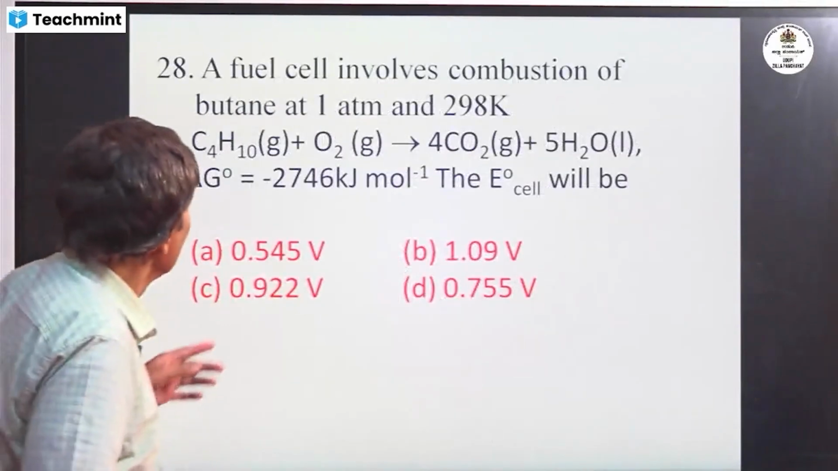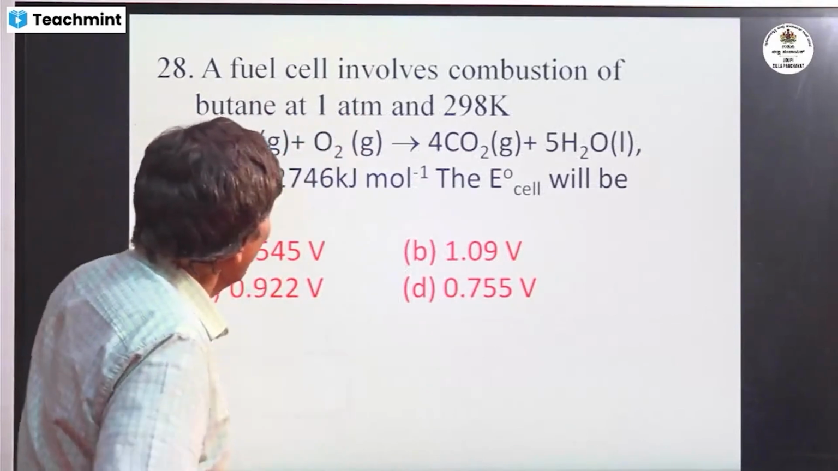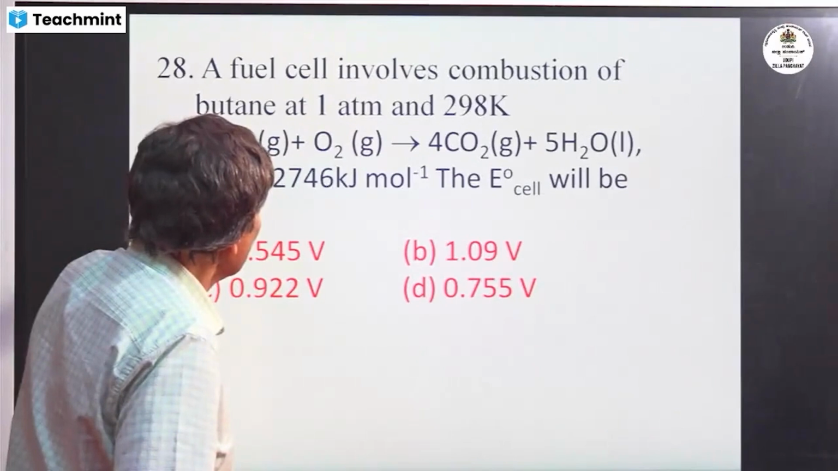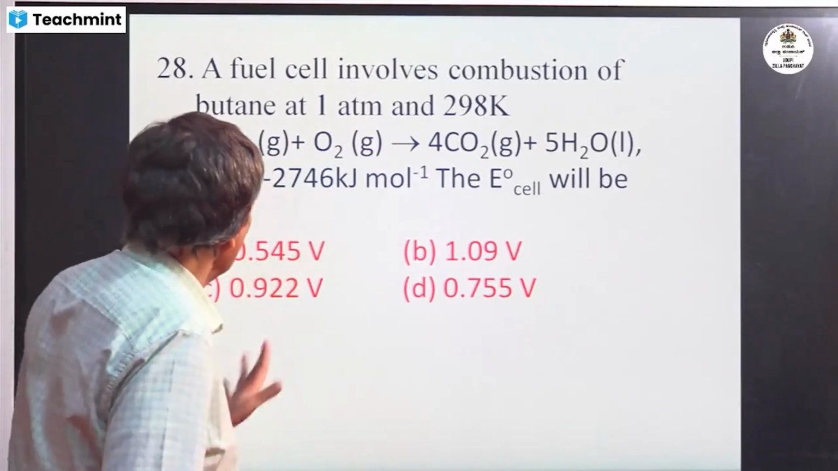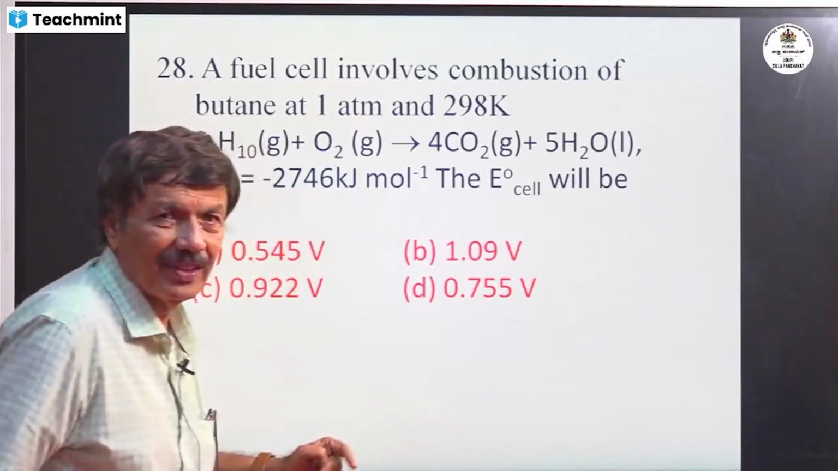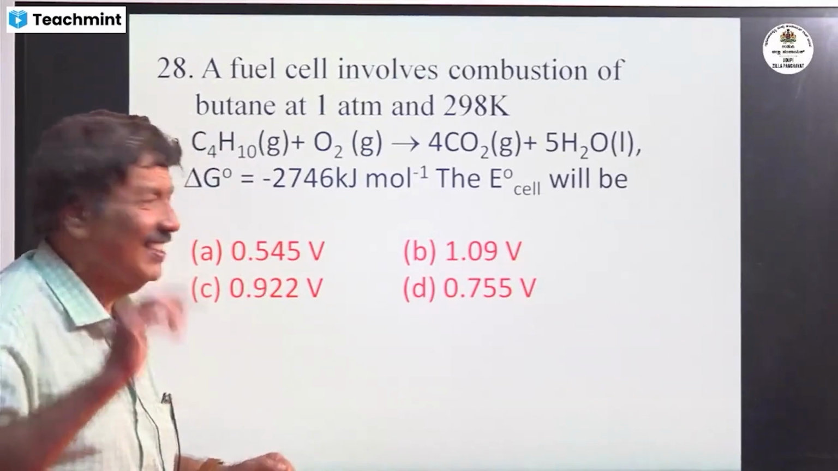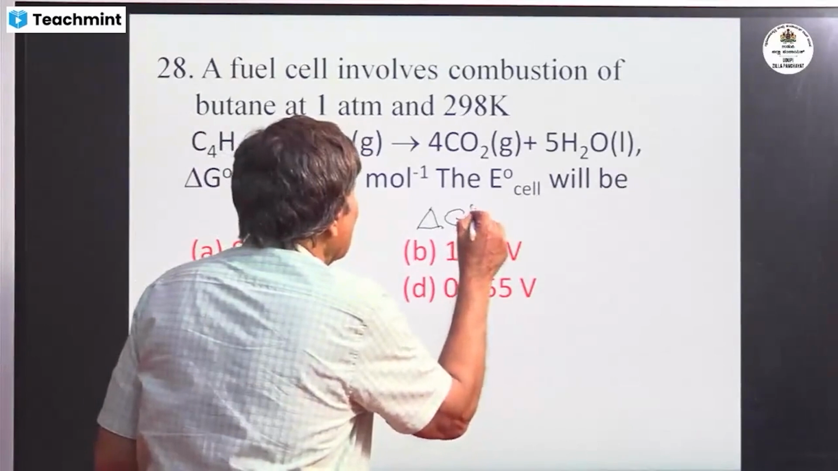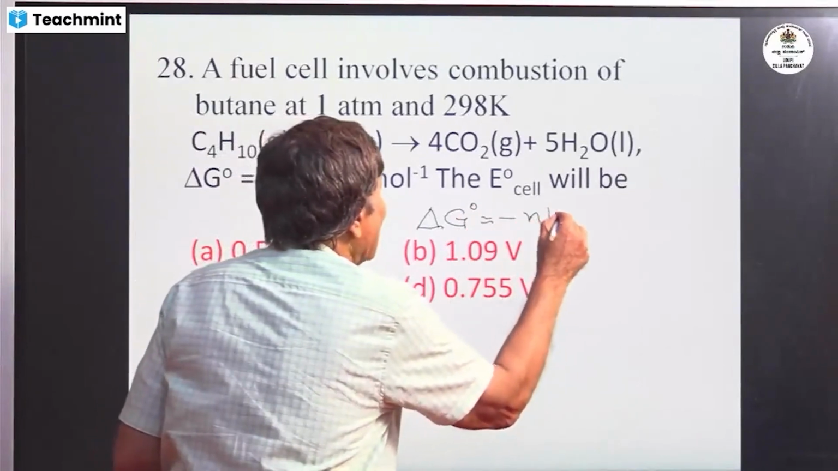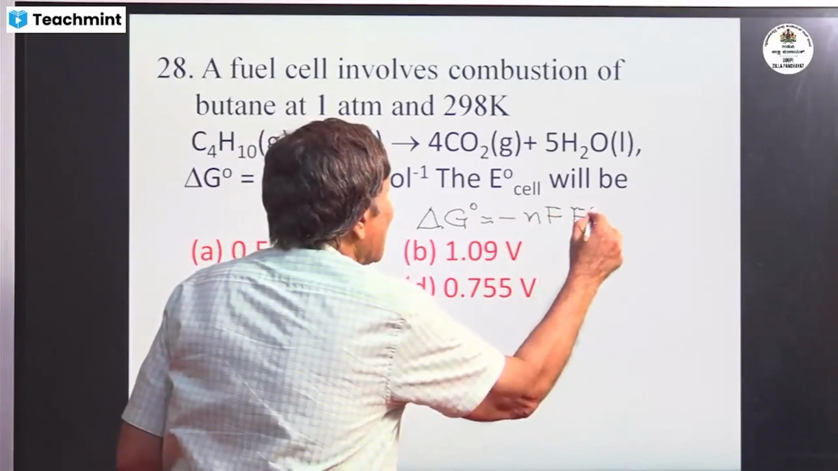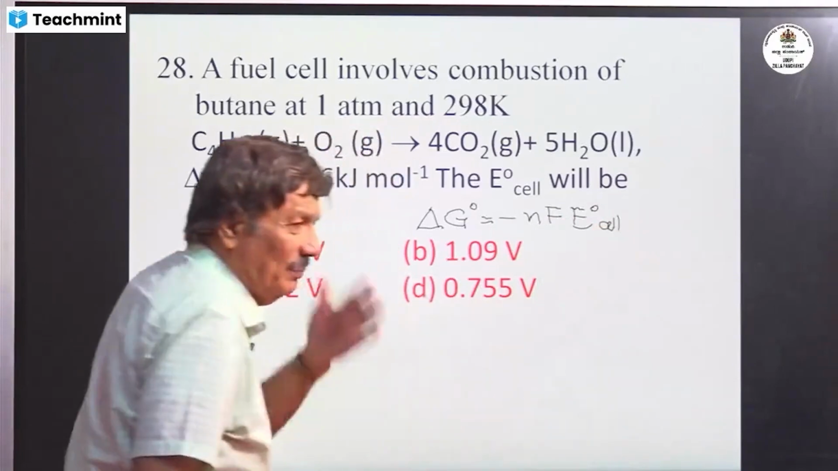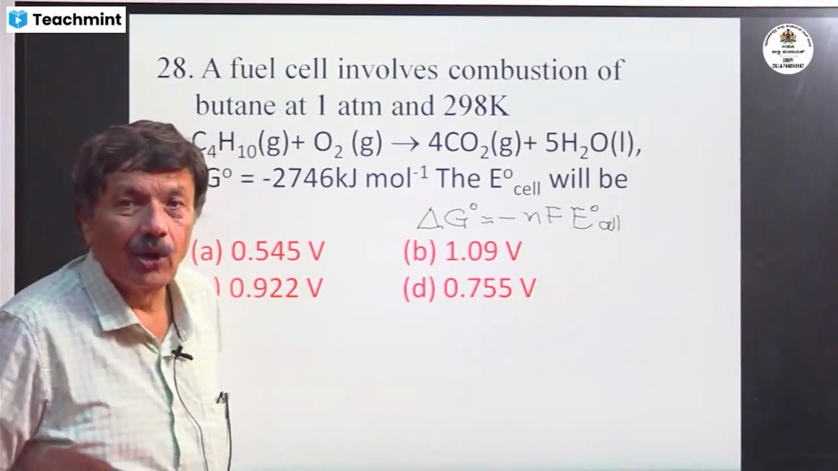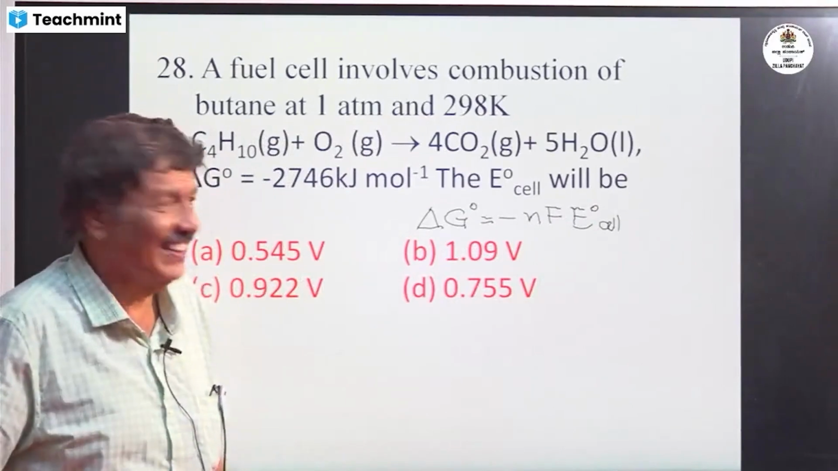See here. A fuel cell involves combustion of this one, isn't it? E naught will be... The formula is simple: delta G is equal to minus nF E naught of the cell. Simple formula, we have used it several times. How to find out n? That is the problem.